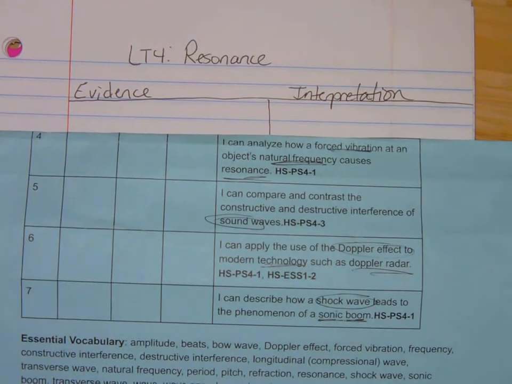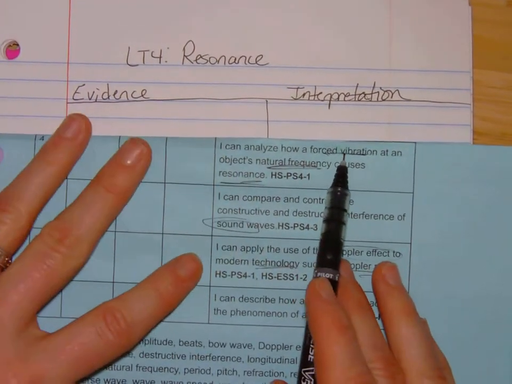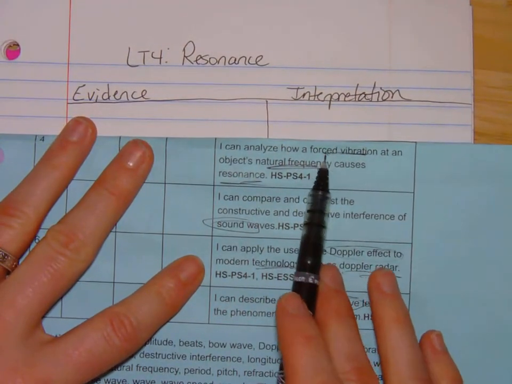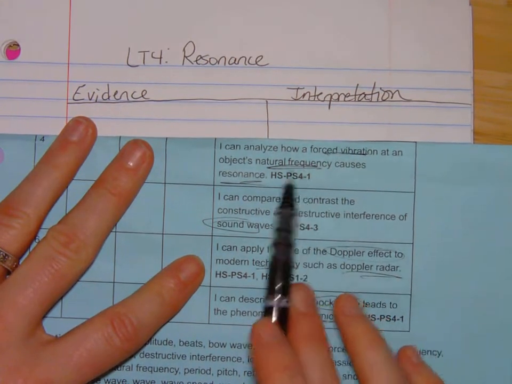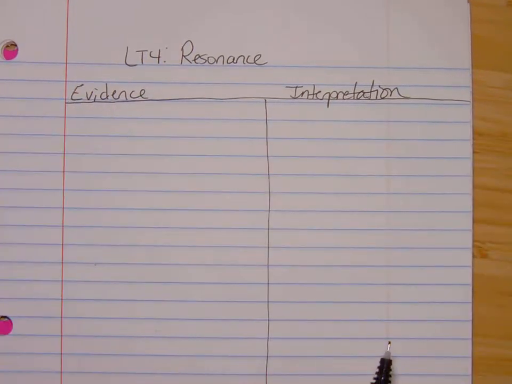These are the notes for LT4 in the sound and wave unit. Target says, I can analyze how a forced vibration at an object's natural frequency causes resonance. As you can see, there's three concepts that we focus in on: forced vibration, natural frequency, and resonance. All right, we're going to apply it, obviously, to some real-life situations here.